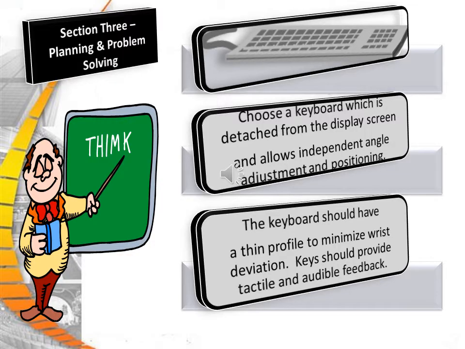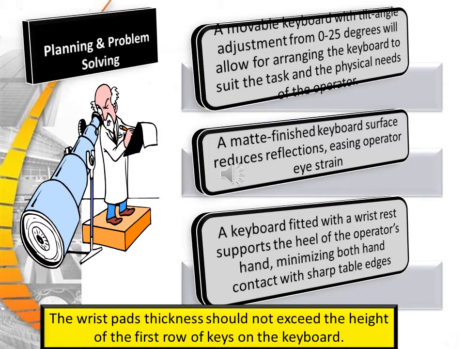Choose a keyboard which is detached from the screen display and allows independent angle adjustment and positioning. The keyboard should have a thin profile to minimize wrist deviation. Keys should provide tactile and audible feedback. A removable keyboard with an angle adjustment of 0 to 25 degrees will allow for arranging the keyboard to suit the task and physical needs of the operator.